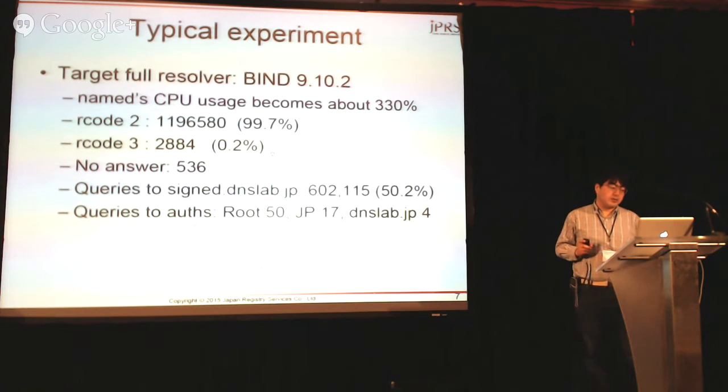And the full resolver BIND 9 sends 600,000 queries to signed.dnslab.jp authoritative DNS servers. This number is 50% of received queries. And queries to other authoritative servers are a very small number: root 50, JP 17, dnslab.jp 4.